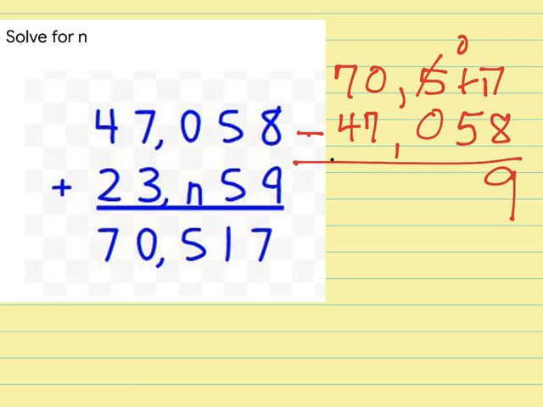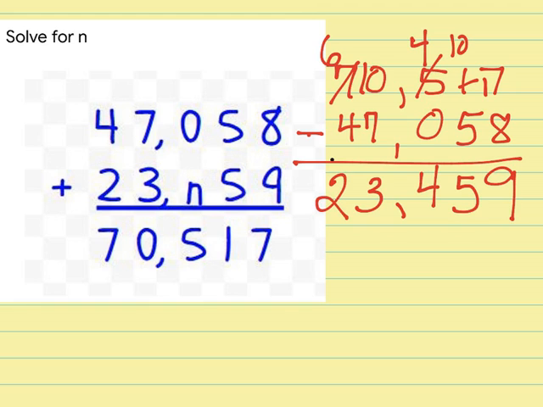Cannot do 0 minus 5, so I borrow from my hundreds. I now have 10 take away 5 is 5. 4 take away 0 is 4. I cannot do 0 take away 7, so I've got to borrow from my 10,000s. That leaves me with 6. I now have 10 minus 7 is 3, and 6 minus 4 is 2. My missing digit is this 4, so n equals 4.